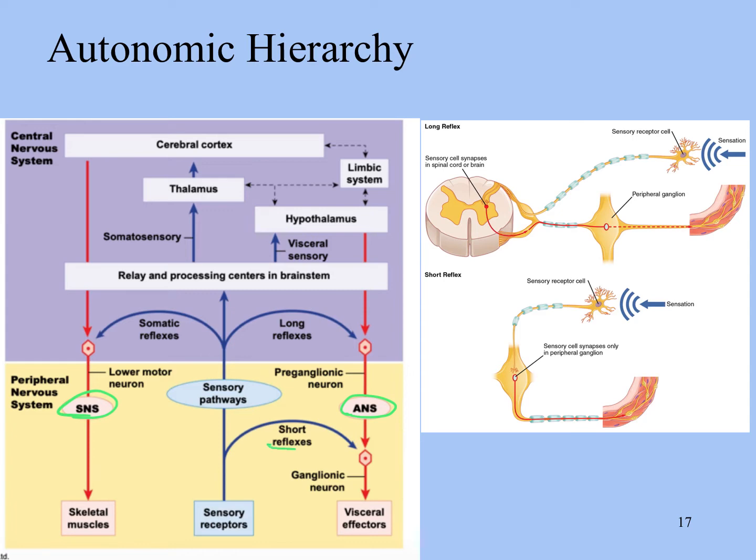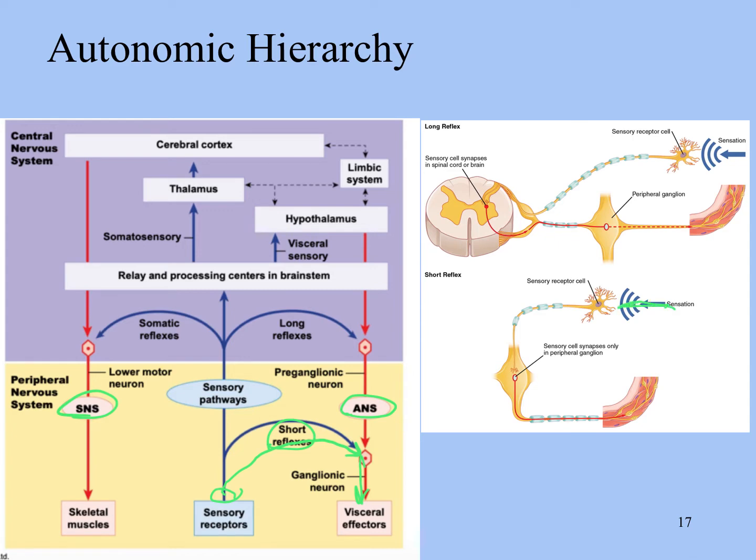So first off, we have a short reflex. And what a short reflex is, you have a sensory receptor sending information that goes directly to a ganglion and synapses directly on the postganglionic cell to produce a very rapid response in the smooth muscle or gland. And over here you see how that can occur.